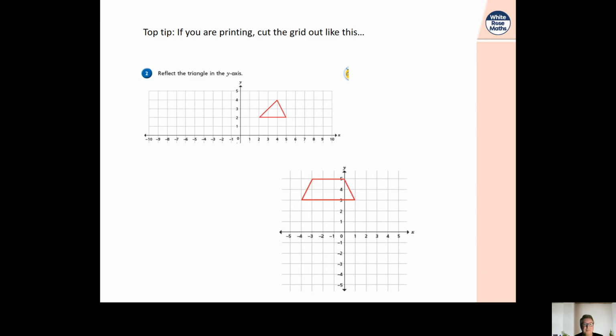So here's a top tip. If you are in a privileged position of having a printer, and a printer that you're allowed to use, cut the grid out of the question and pop that in your book. Will save you drawing the coordinates. I think previously it was a good idea to draw the coordinates because the lessons were about coordinates. This is using the coordinates to help us with reflection. So it's the reflection that's the key learning here.